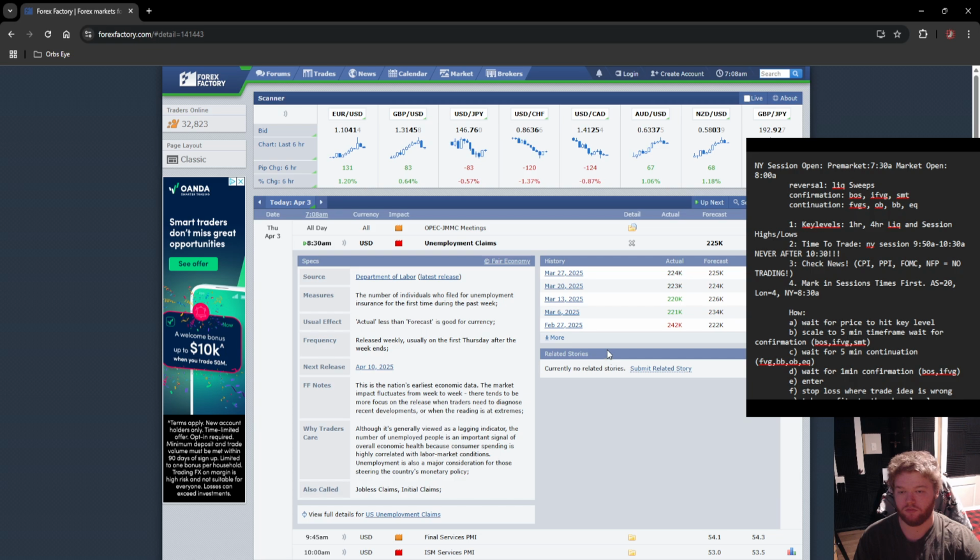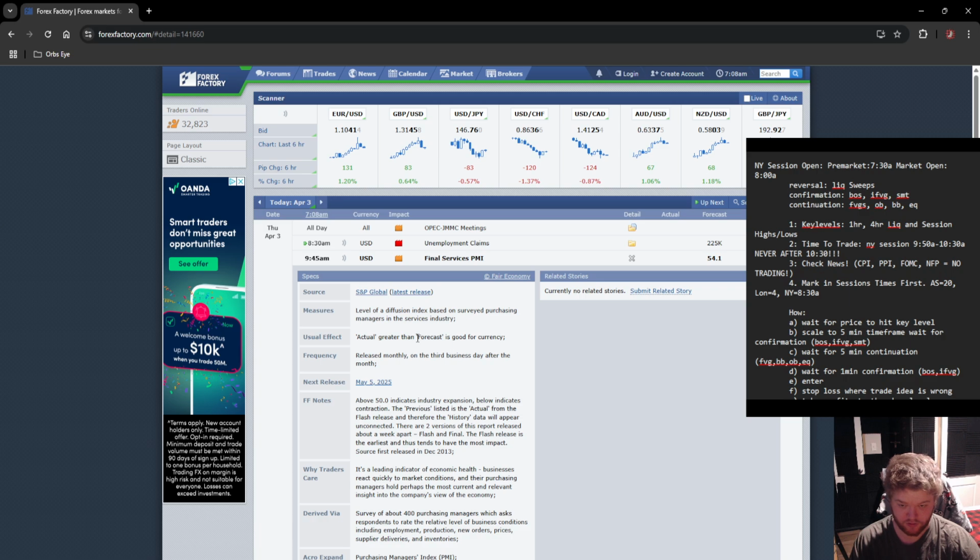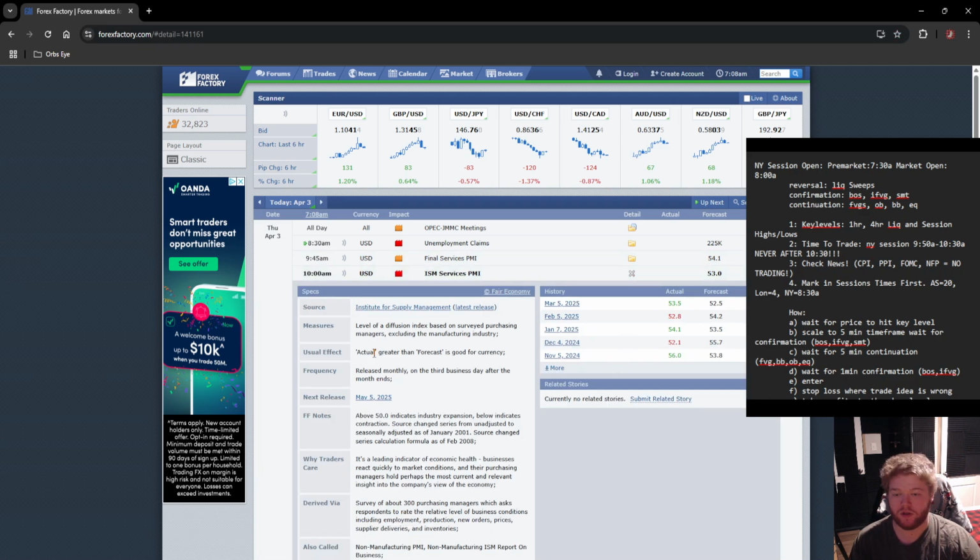The reverse is true for this. Greater than forecast, good for currency. Green number down, red number up. This one here, actual greater than forecast, good for currency. Green number down, red number up. So looking for the inverse of this one here.